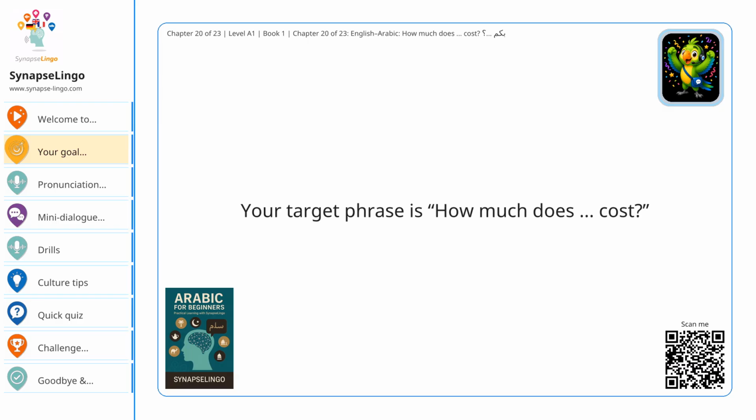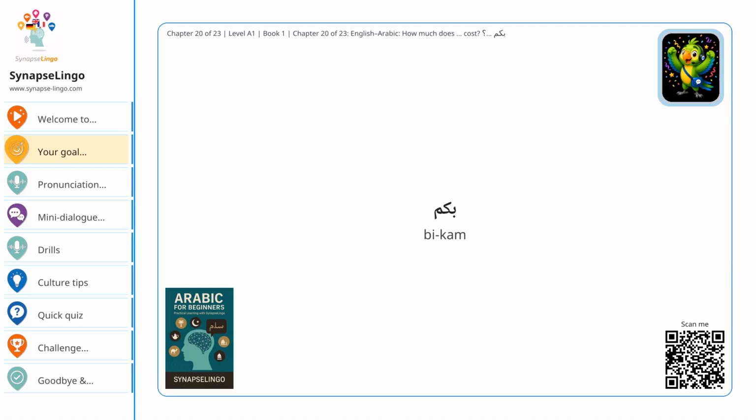Your target phrase is, how much does cost? بكم. Use it anywhere: shops, markets, ticket booths. Remember the mnemonic, bi-kam. بكم. Ask calmly, get better deals.